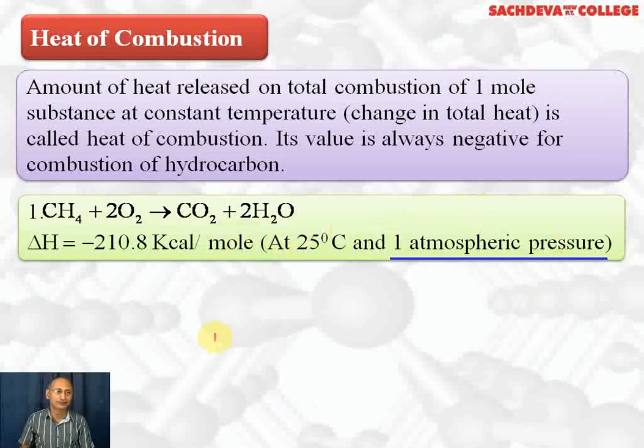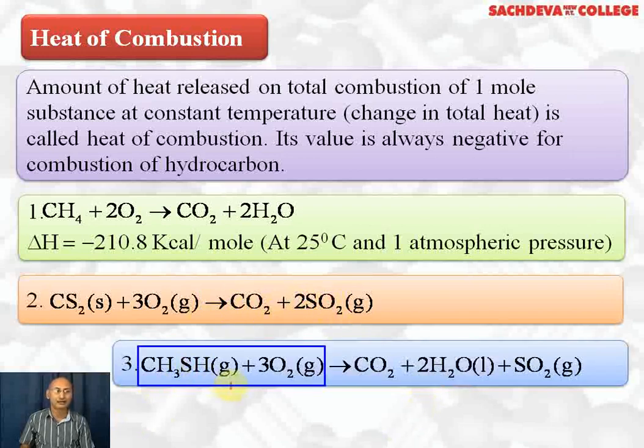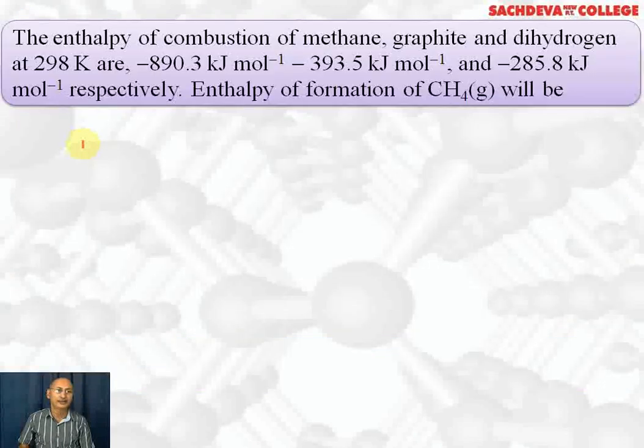and 1 atmospheric pressure. Now if we want to find out the calorific value of methane, then we have to divide by the molecular weight of methane. So 890 kilojoules divided by 16 will give us 55 kilojoules per gram, which is the calorific value of methane. Carbon disulfide on combustion gives you CO2 plus sulfur dioxide gas. All combustion reactions are exothermic. This is a thioalcohol. Methyl thioalcohol burns in presence of oxygen, forms CO2 gas plus 2 H2O liquid plus SO2 gas. We are taking a question based on it.